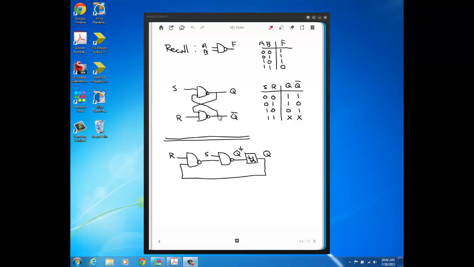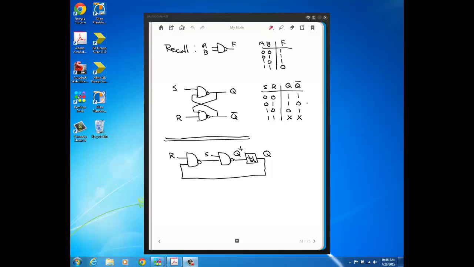Okay, here in the second video on RS flip-flops, we prove a couple of the rows in this truth table. In order to do so, you have to recall the truth table of a NAND gate, so I've repeated that here. Remember, for a NAND gate, you only get a 0 out when all the inputs are 1. Otherwise you get a 1 out.